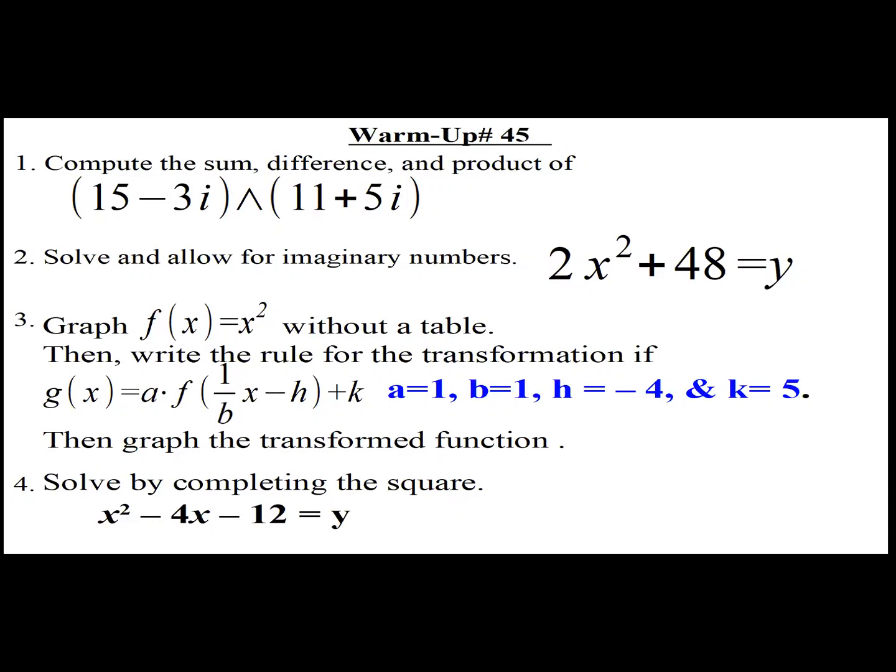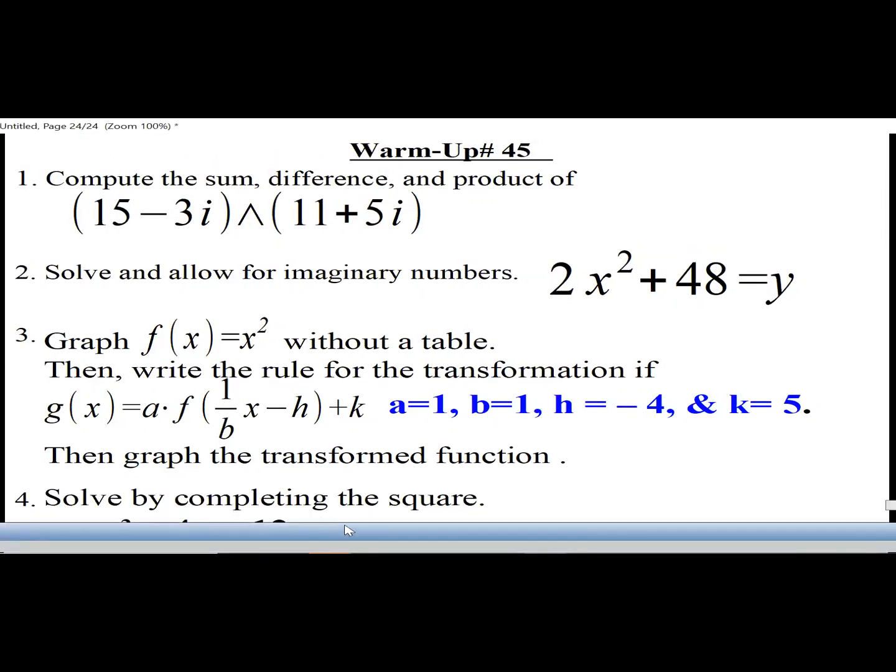Go. See what we got. Sum. Hayden, what'd you get for the sum? 26 plus 2i. Thank you very much. That's our sum. That is correct. How about the difference, Jaziel? 4 minus 8i. That is correct. That's our difference. How about our product? Alberto.